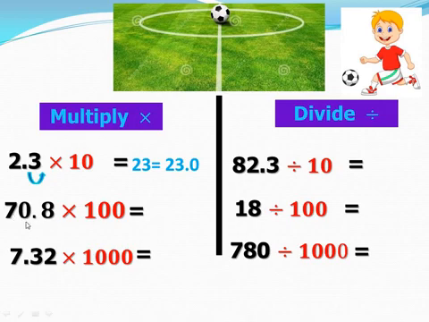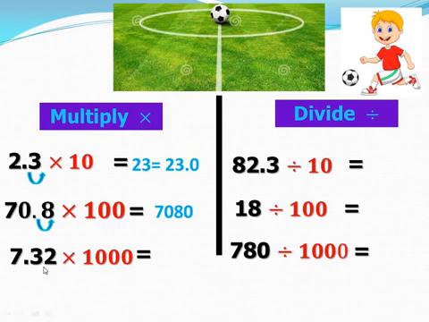Here I have 70.8 times 100. What can I do? When it's multiplied, it means I will kick my decimal point, or move it, to the right according to the number of zeros I have. Here I have 2 zeros. It means I will move it to the right 2 places. But here, I just have one place and the decimal point will get away. What can I do? I will keep another place with 0. It means the answer becomes 7080.